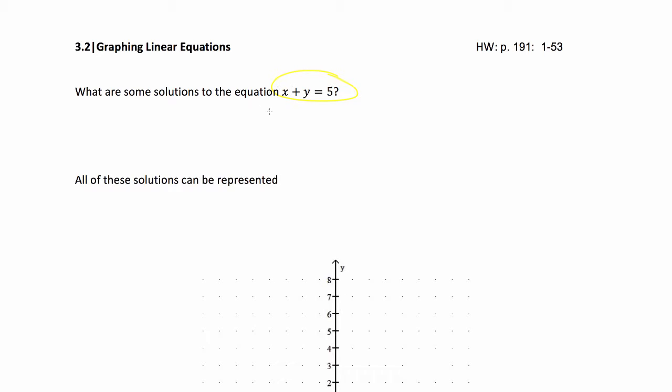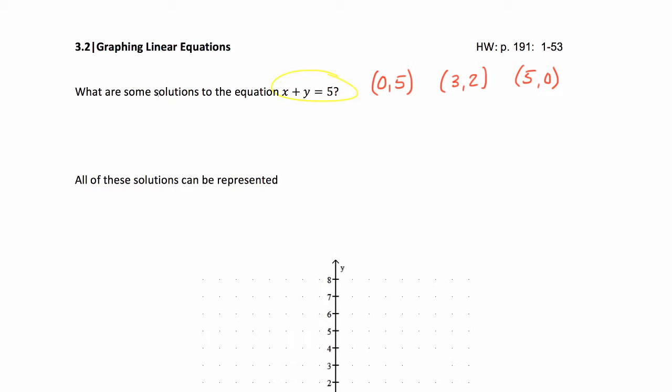So take a second, think about some different things that would make this true. One thing that would make this true is if x is 0 and y is 5, that is one possible solution to this equation. But there's other ones. Like any two numbers that add to 5 are going to make this true. So like 3, 2 is a solution. 5, 0 is another solution. And then there's more than that.